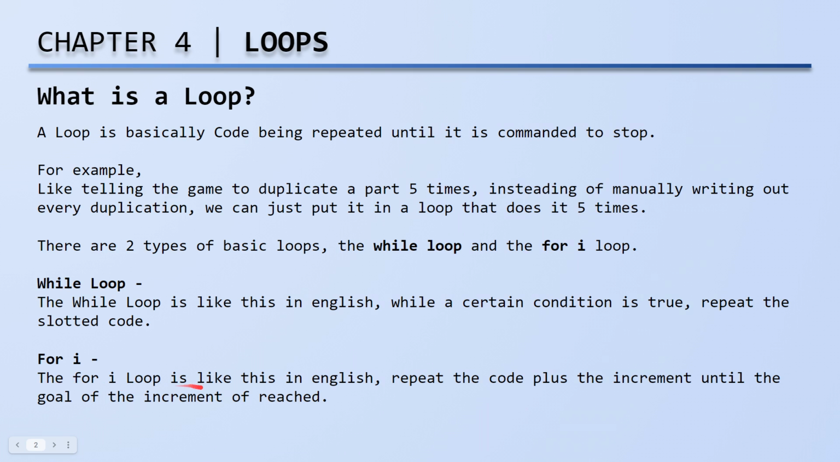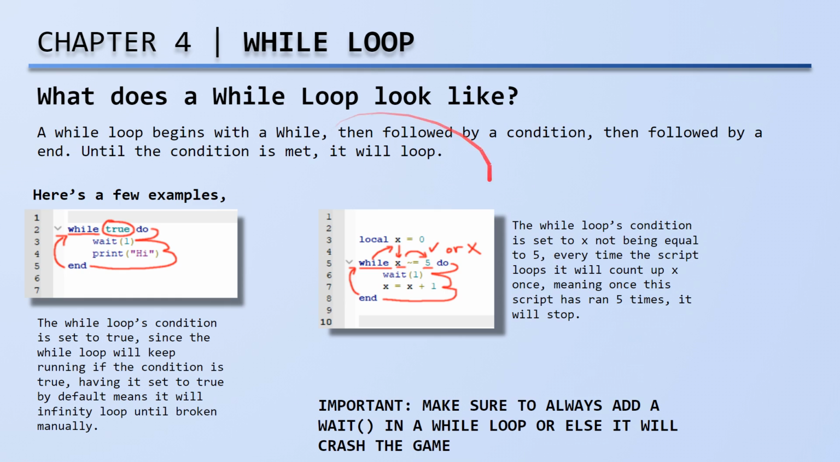The for I loop is like this in English: repeat the code plus the increment until the goal of the increment is reached. Alright, now that may sound confusing, but don't stress out. I'll show you what that is soon. So let's go over what a while loop is first though. So what does a while loop look like? A while loop begins with a while, then followed by a condition, then followed by an end. Okay? While the condition is met, it will loop.